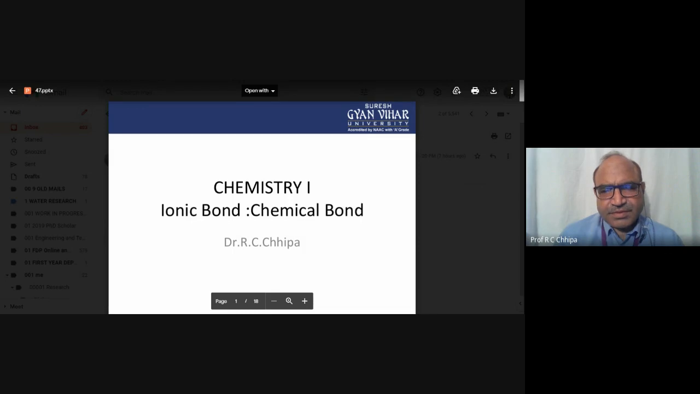We can even take calcium chloride. In the case of calcium chloride, there is one calcium and two chlorine. So why such an arrangement, and what types of bonds are formed between these atoms, forming the molecule? So one main question is there.